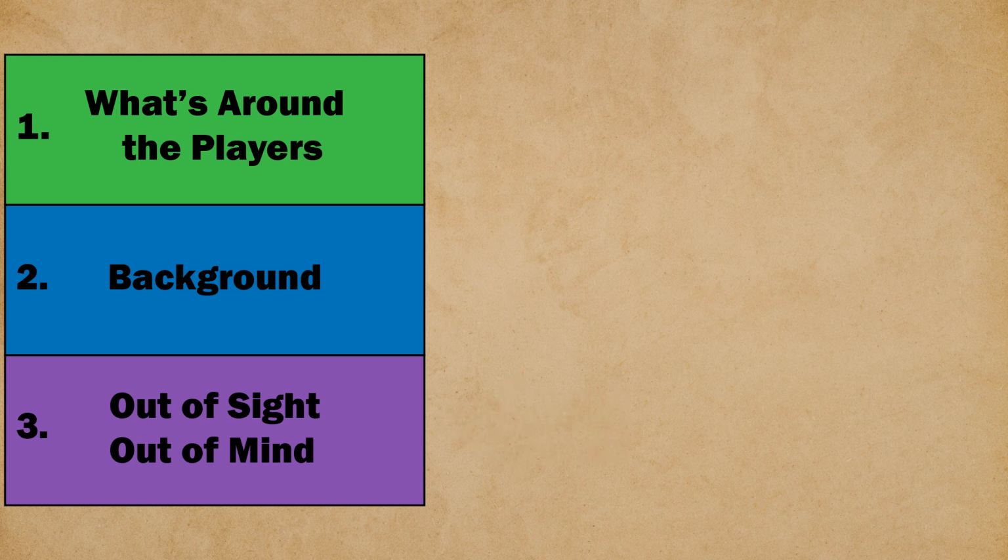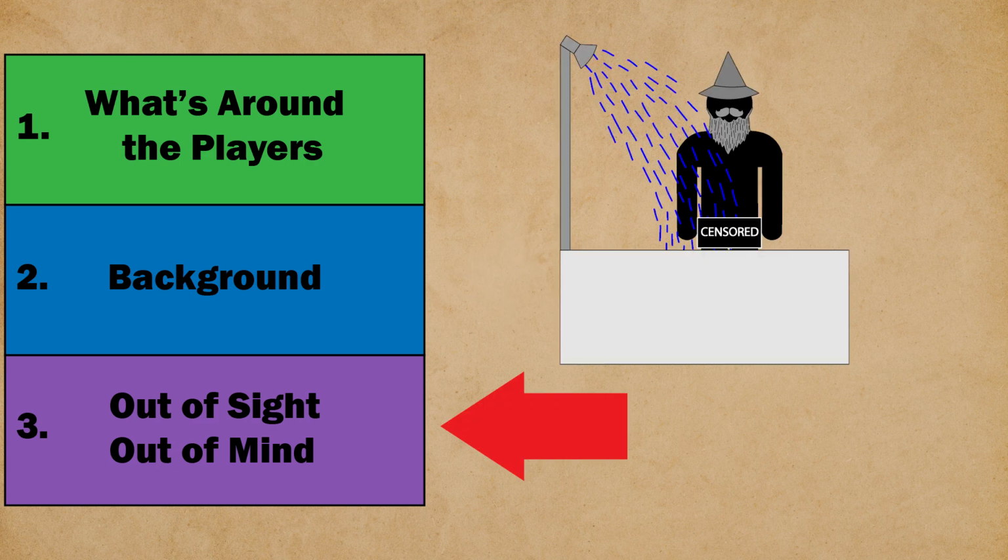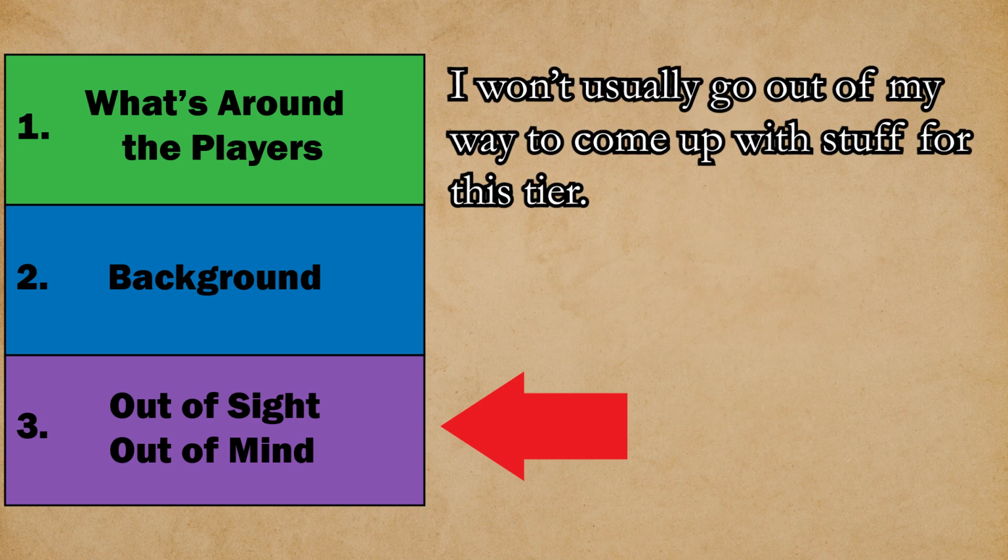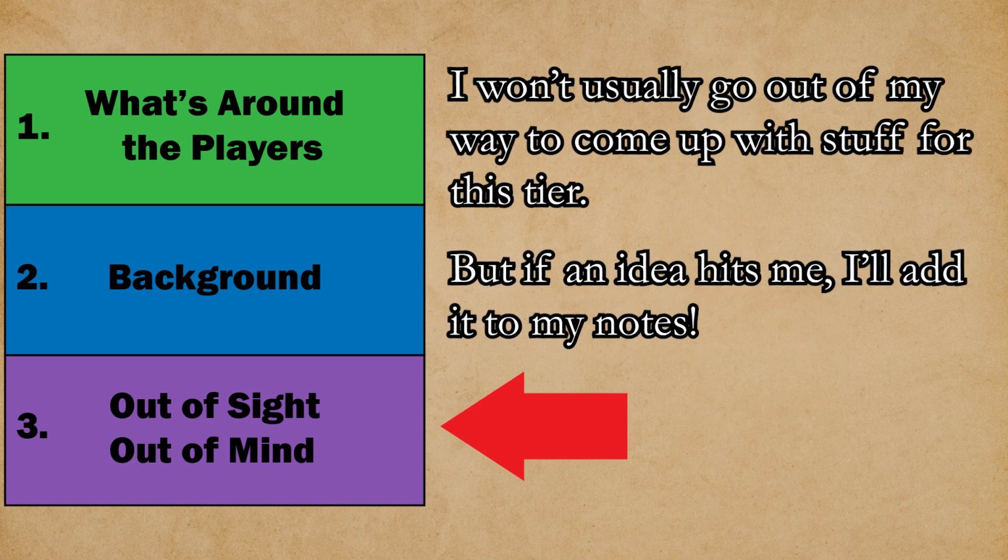If you're just starting out, I'd recommend focusing your world building on the first tier, and slowly expand out into the second whenever you feel more comfortable. For the bottom tier, personally, I only work on that stuff when I get those 3 a.m. shower ideas. Don't judge me. I won't usually go out of my way to come up with stuff for that tier, but if an idea hits me, I'll add it to my notes somewhere.